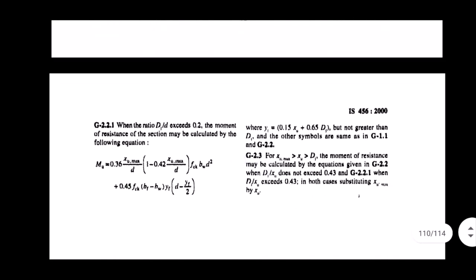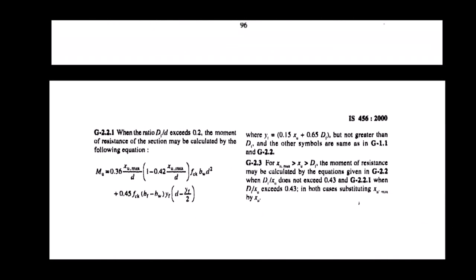Now we have to follow this formula for Mu, that is equal to 0.36 xu max by d within bracket 1 minus 0.42 xu max by d bracket closed fck bw d square plus 0.45 fck within bracket bf minus bw into yf within bracket d minus yf by 2. Okay, so this is the formula which is given, and look, yf is also given here as 0.15 xu plus 0.65 Df, which is not greater than Df. So all these considerations are matched in our solution. So let's solve the problem further.